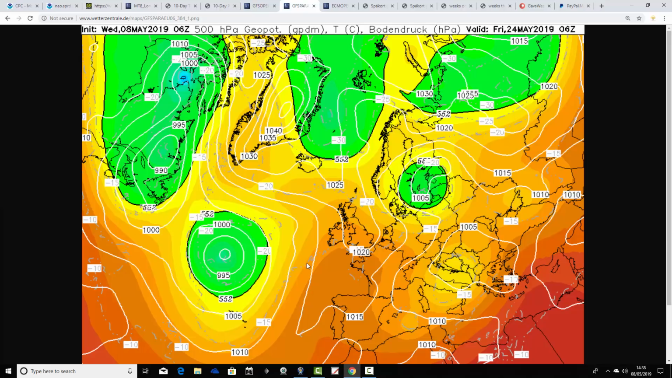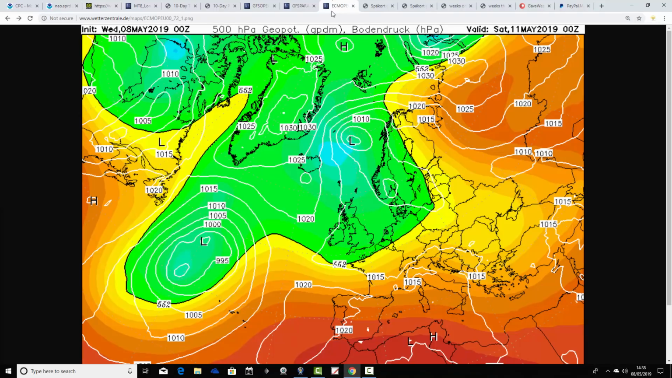That's how we finish up the GFS parallel run on Friday 24th of May, just knocking on the door of the late spring bank holiday weekend, still with that signal for very extensive northern blocking to our north.